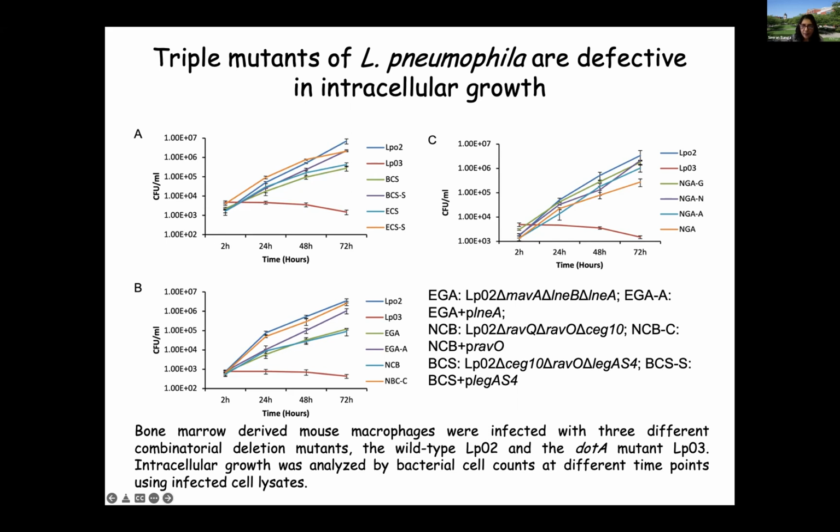So only if you delete 2 or 3 or more probably now. So now we are in the process of constructing quadruple mutants. We basically have all of them, just have to verify them, and then we would see how much growth defect they have.